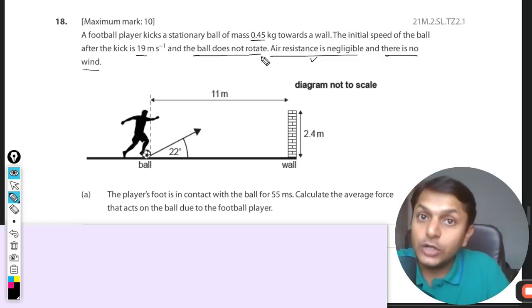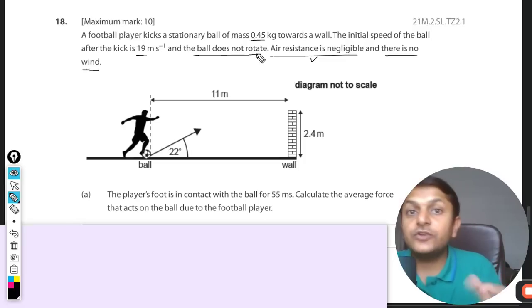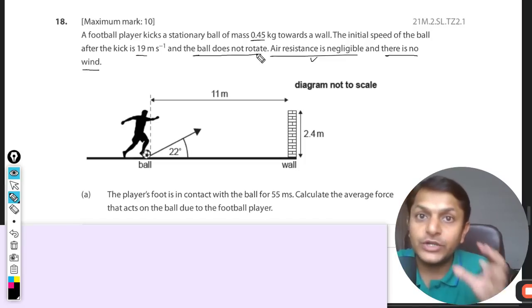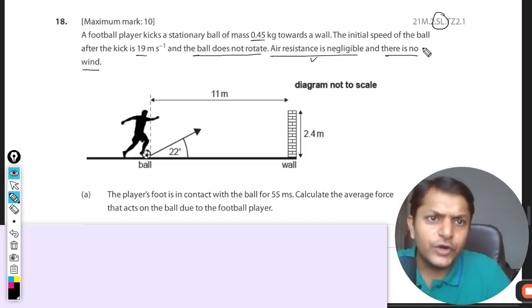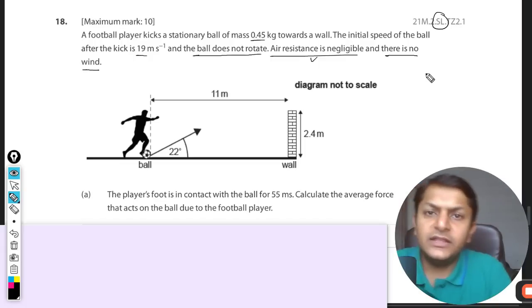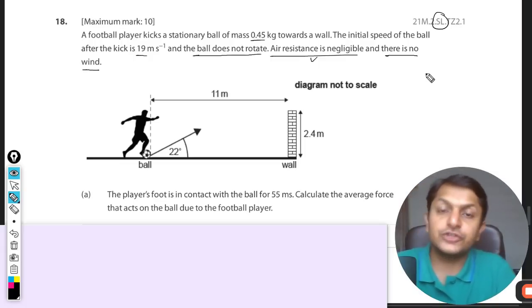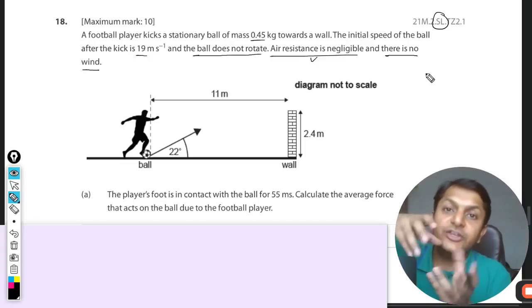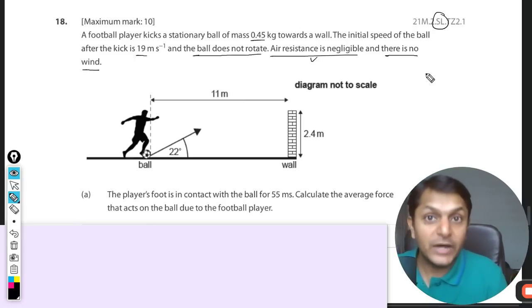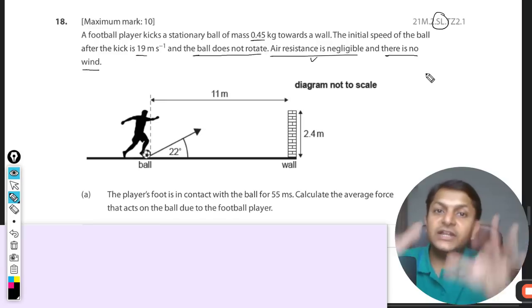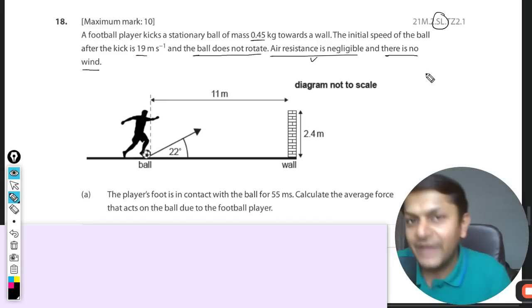The ball does not rotate means that there is no rotational kinetic energy. Although this question is for SL, in the HL there is the topic A4, so we need not be concerned with the rotational kinetic energy. Even that would consume some part of the energy, so we are not considering that also. Under those conditions, these formulas are completely valid.